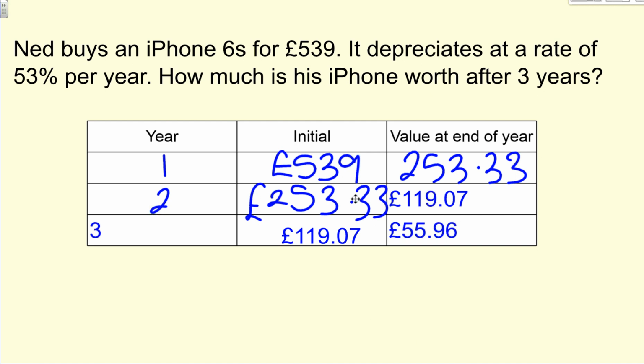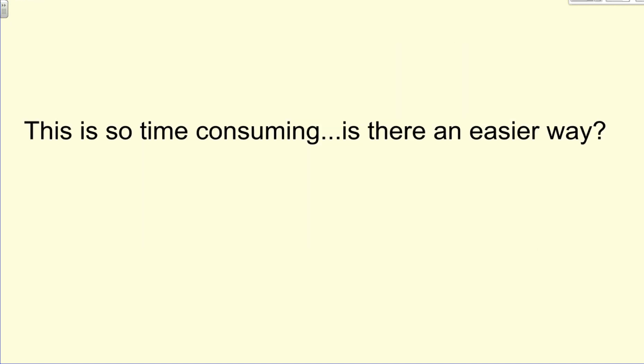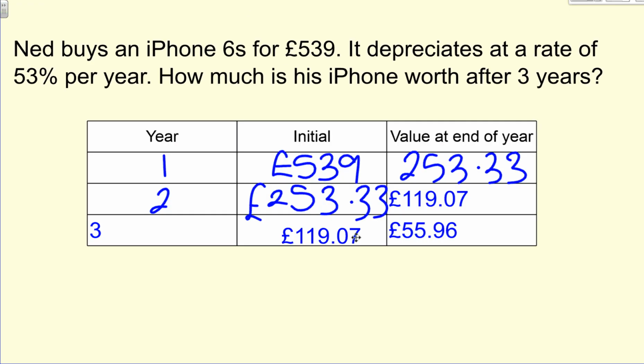Now, if you're getting the decimals a little bit wrong, that might be because of your rounding, so make sure you're rounding your answers. Now, the problem we have is this is really, really time consuming, and we want to look at an easier method, and there is an easier method. What you are doing is you are taking 53% off 3 times.